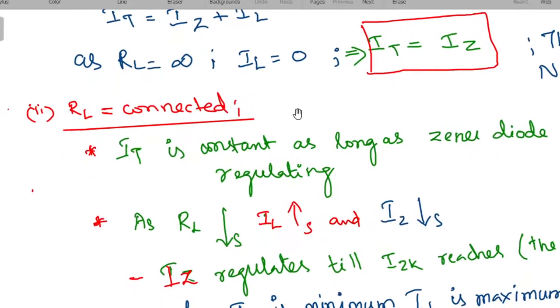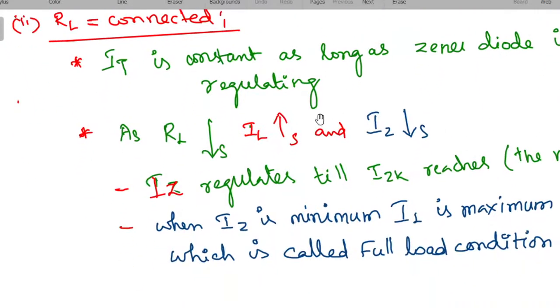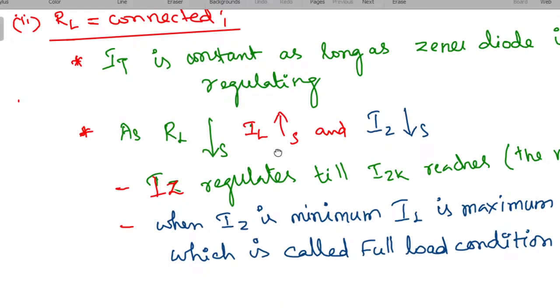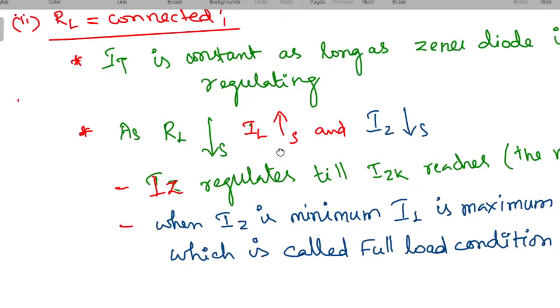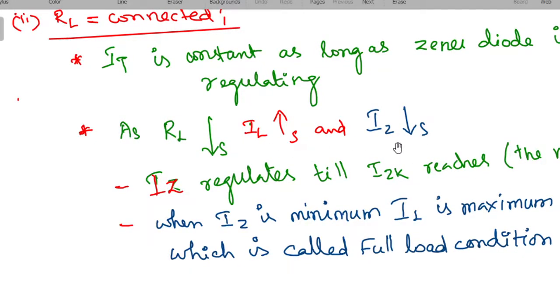Then we connect the RL, and this IT will be constant as long as the Zener diode is regulating. If it is in the regulating mode, then automatically the IT will be a constant value, that you should know. Whenever RL decreases, the IL will be increasing, but in order to compensate that, automatically this IZ will be decreasing. This concept we should know.